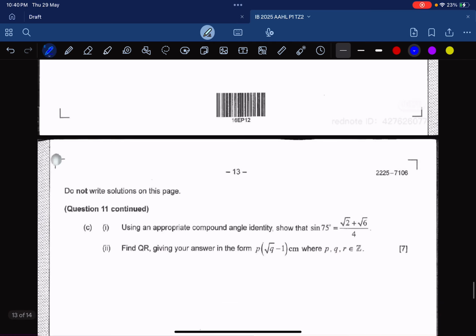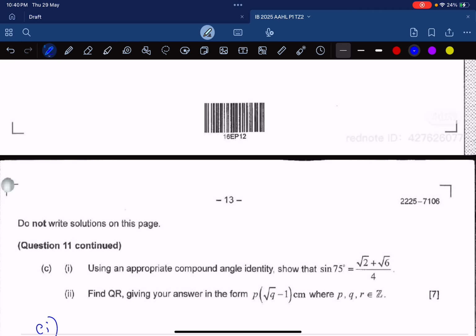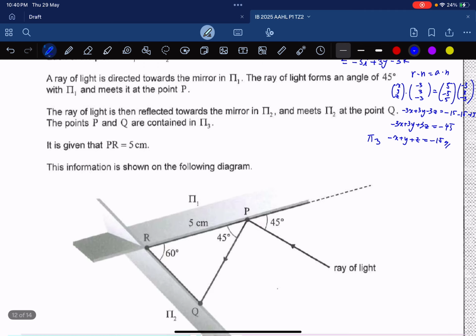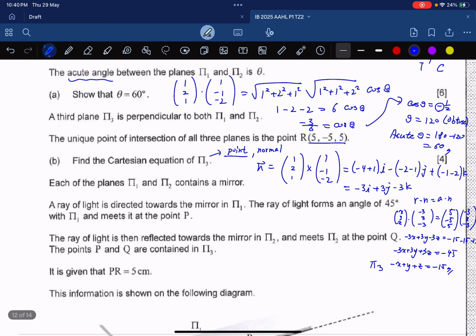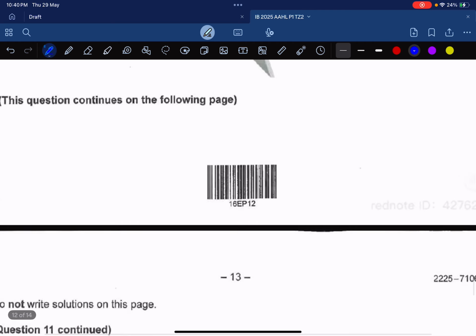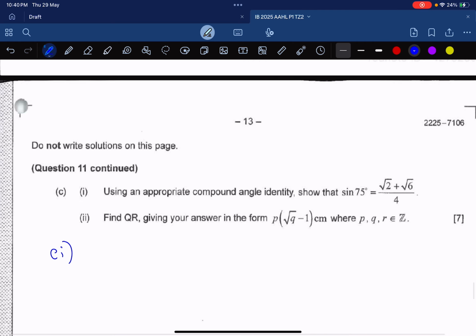I think this is not a vector problem at all. It's just a normal trigonometry problem. So don't be afraid of all of these things on top. It's just a trigonometry problem. Use a compound angle identity, show that sine 75 is this thing.